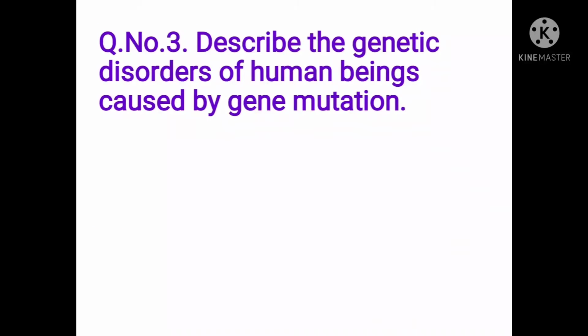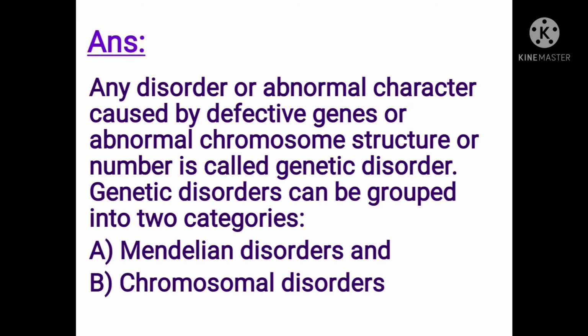Question number 3. Describe the genetic disorders of human beings caused by gene mutation. Answer: any disorder or abnormal character caused by defective genes or abnormal chromosome structure or number is called genetic disorder. Genetic disorders can be grouped into two categories: A. Mendelian disorders and B. Chromosomal disorders.